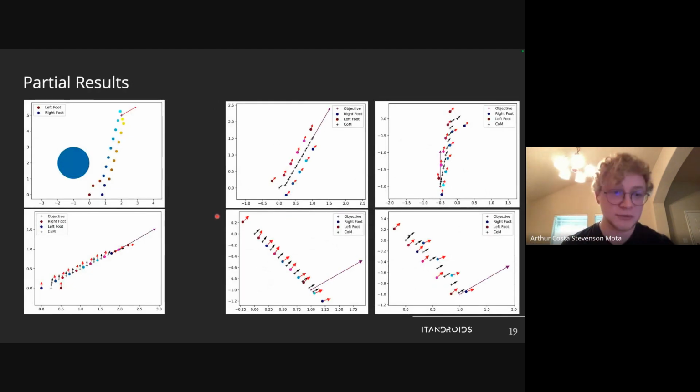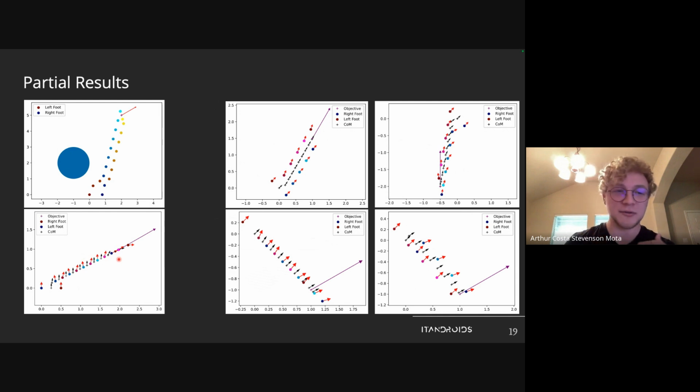Here are some partial results. On the left here, you can see some of the preliminary results. These are from very early versions of the program. This first one I implemented had some manner of obstacle avoidance, but it didn't consider the footstep angles. So it was superseded by others.